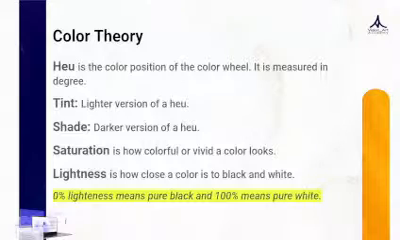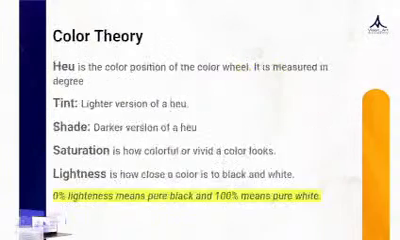So if you have 0% lightness, that means pure black. And if you have 100%, that means what? Pure white. So if you have 100% lightness, that's pure white. If you have 0% lightness, that's what? Black. That's just it.